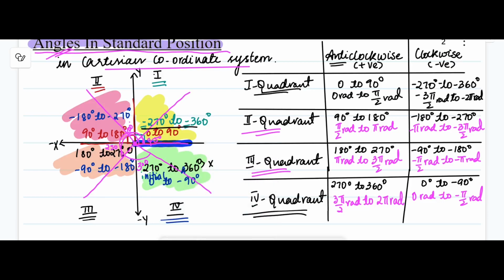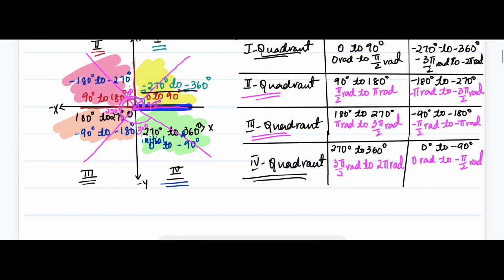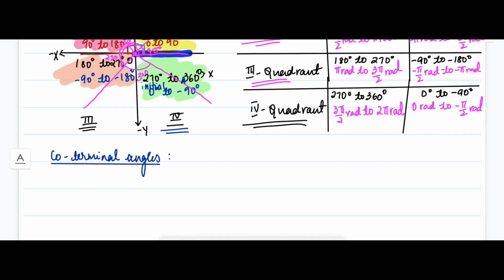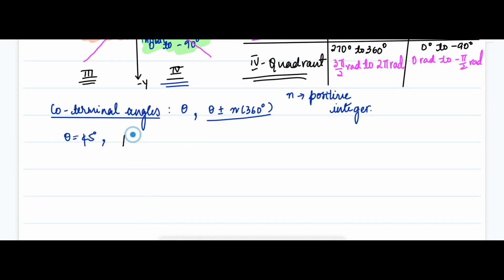So when we look into these values, a doubt may arise in our mind. That is, what if the angles are more than 360 degrees? There is a term called coterminal angles. So if the angle is theta and its other angle is in the form of theta plus or minus n times 360 degrees, they are said to be coterminal angles, where n is a positive integer. When theta and its other angles fall under this criterion, the angles' terminal side will be the same.